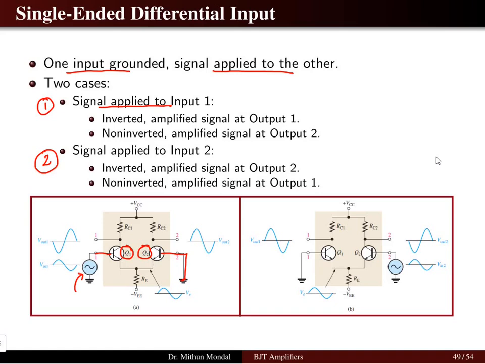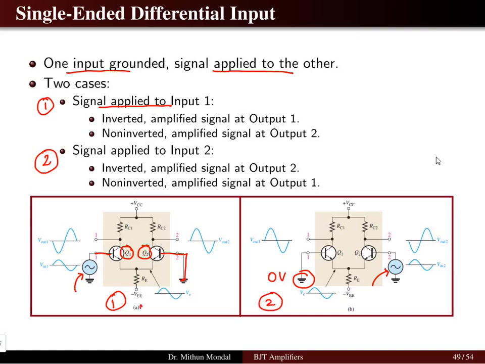Case number 2, if you see, the Q1 transistor is grounded, and the supply voltage is connected to transistor Q2. So two possibilities are there, which we have discussed in the previous case also. So what happened with case number 1 and case number 2?